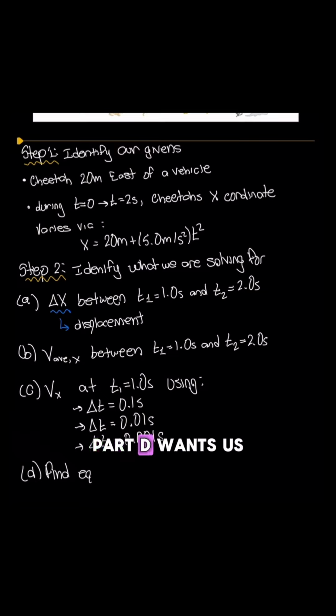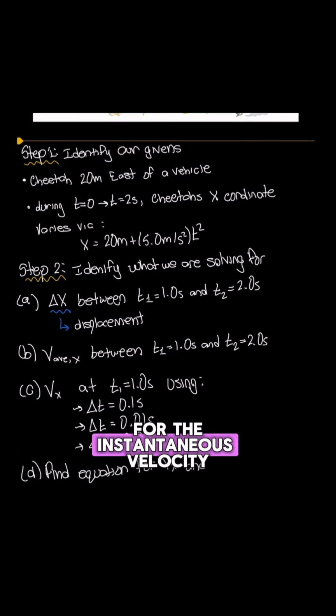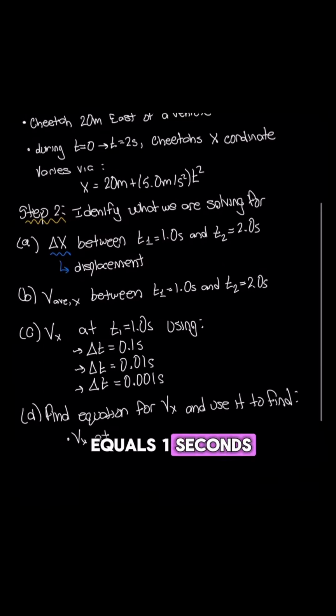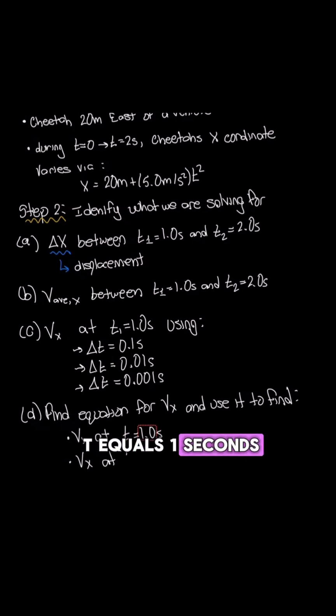And then lastly, part D wants us to find the equation for the instantaneous velocity and then use that equation to find the instantaneous velocity at t equals 1 second and then t equals 2 seconds. We'll probably just do t equals 1 second for this example.